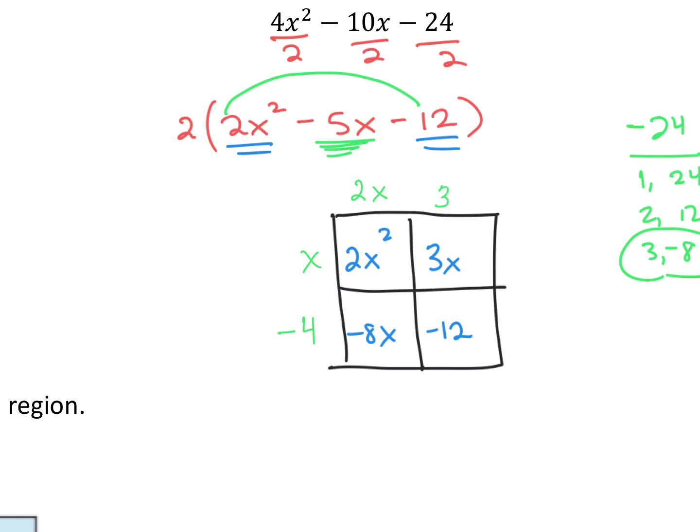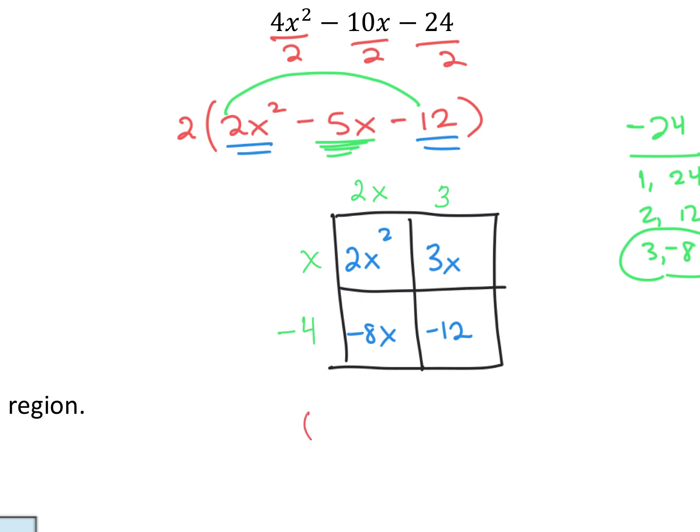Now let's do a quick check. Is 2x times x 2x squared? Yes. Is 2x times negative 4 negative 8x? Yes. Is 3 times x 3x? Yes. Is 3 times negative 4 negative 12? Yes. Okay, the reason it's worth it to double check is you might have pulled out the wrong GCF by accident. Maybe you have a negative somewhere it shouldn't be. And so that just helps us feel confident that we have factored that perfectly.